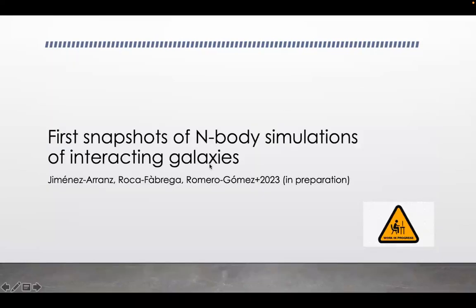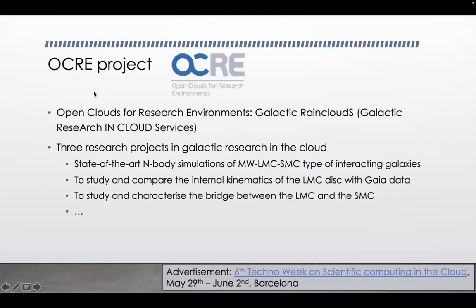And the other thing that we are currently working on is, since simulations are very useful to understand or try to interpret data, we are running high resolution N-body simulations of interacting galaxies. We are doing this in the framework of OCRE. OCRE is a European initiative which is called Open Clouds for Research Environments. So we submitted a proposal to run three research projects in this cloud environment. And one of these research projects is what I was telling you, these state-of-the-art N-body simulations of LMC, SMC, Milky Way type of interacting galaxies, plus two others.